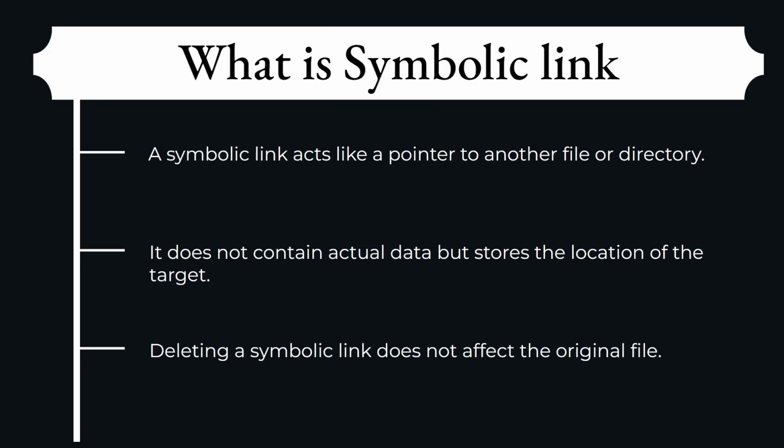A symbolic link, also known as a symlink or soft link, is a special type of file that acts like a pointer to another file or directory on your computer file system. It's similar to a shortcut in Windows. It doesn't contain the actual data but stores the location of the target. Symbolic links are separate files, so deleting the link would not affect the original file.